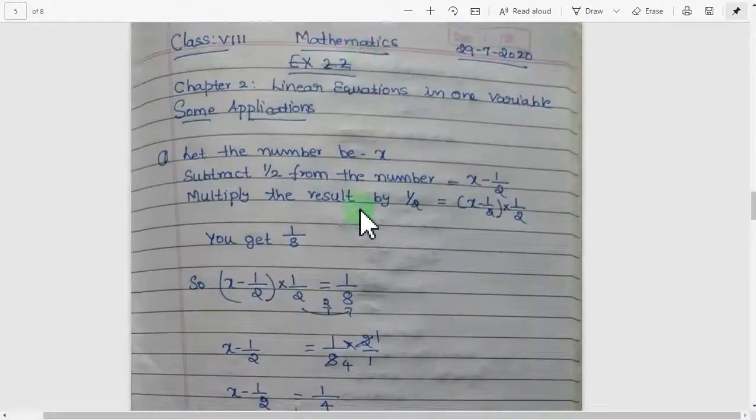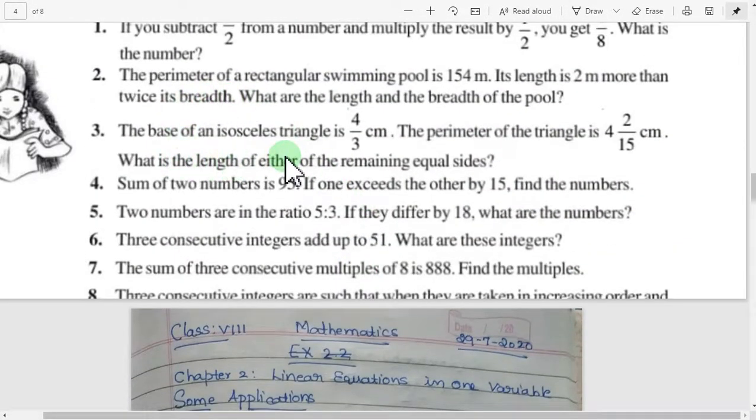So, third question: the base of an isosceles triangle. Isosceles triangle means two sides will be equal. The base is given as 4 by 3. The perimeter of the triangle is given. Perimeter of a triangle means adding all the three sides. The sum of the three sides is 4 2 by 15. What is the length of either of the remaining equal sides?